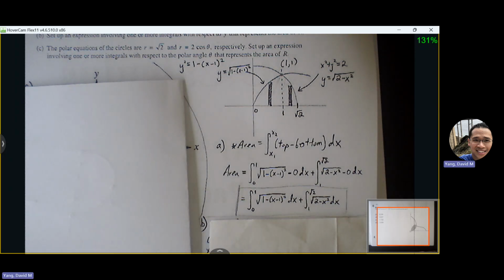Part B, when we set it up, we want to think in terms of right minus left. So rewrite your equation in terms of x equals. That way we can set up adding infinitely thin rectangles that stack this way instead of vertically.